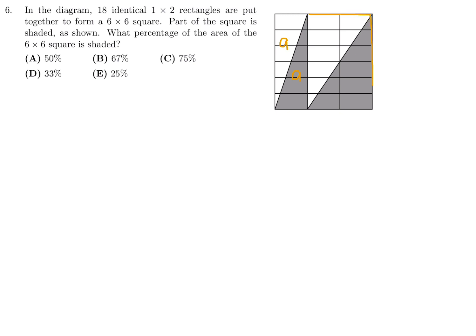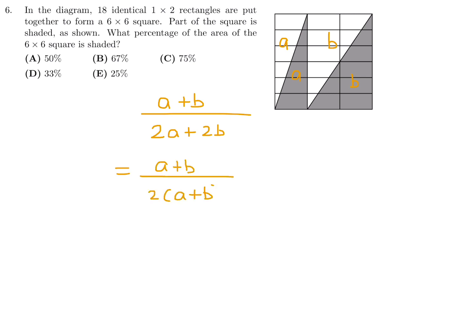And then what they've done in the next box is again split it into half by drawing a line down the diagonal. So if this is B, this is B. So the area of the shaded region is A plus B, and the total area of the entire shape is 2A plus 2B. So if you factor out an A plus B, it really just becomes (A plus B) over 2(A plus B), which is just 1 over 2. So it's a half, which is 50%. So number 6, the answer is A.